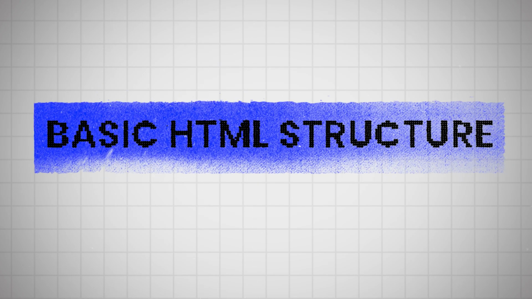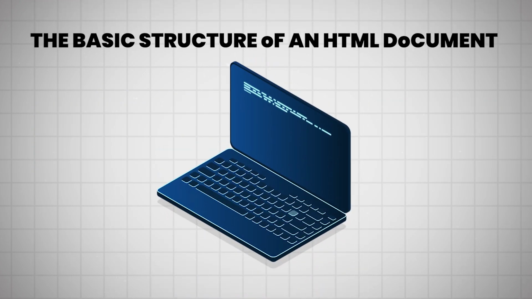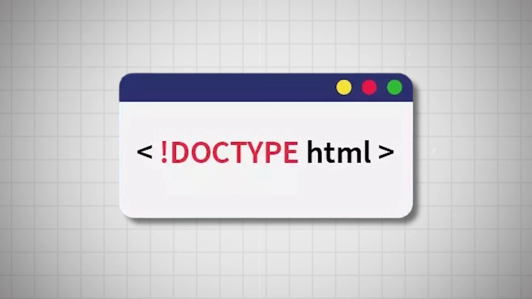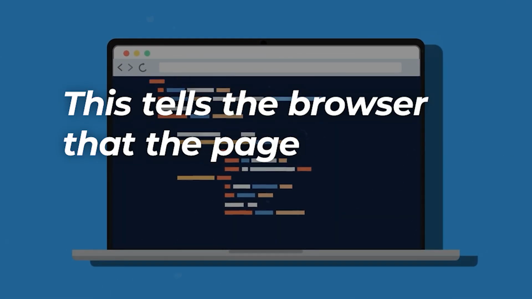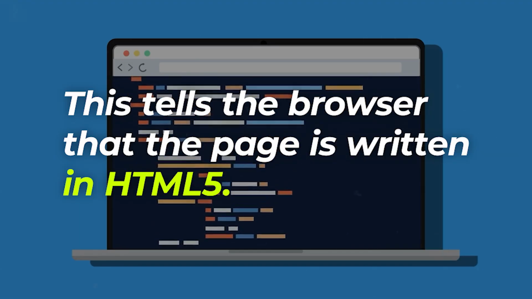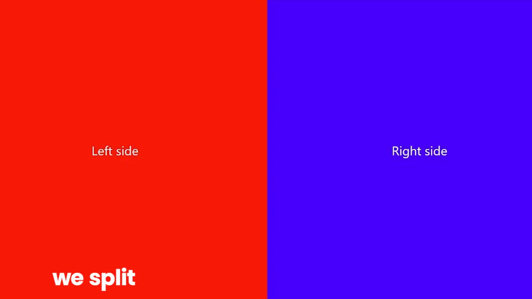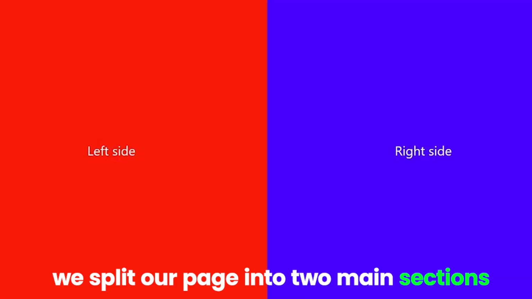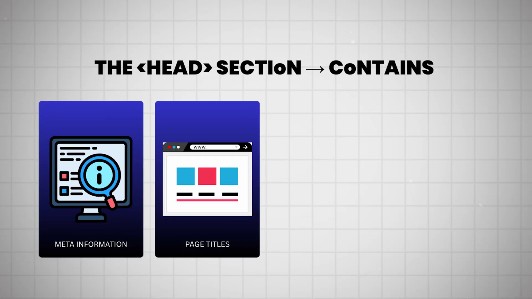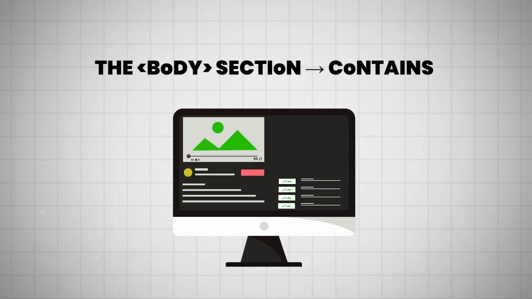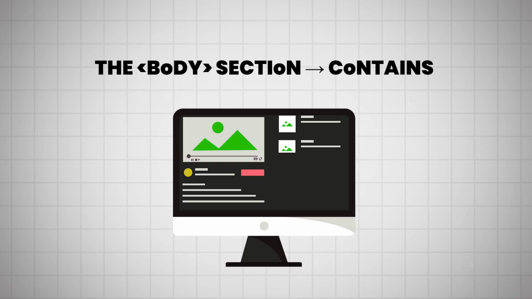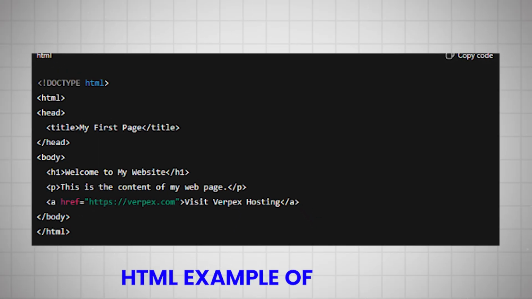Basic HTML structure. Now let's look at the basic structure of an HTML document. Every HTML file starts with a doctype declaration. This tells the browser that the page is written in HTML5. Next, we have the root html tag. Inside that, we split our page into two main sections. The head section contains meta information, page titles, links to CSS, and scripts. The body section contains everything the user actually sees: headings, text, images, forms, and so on. That's a fully valid web page.